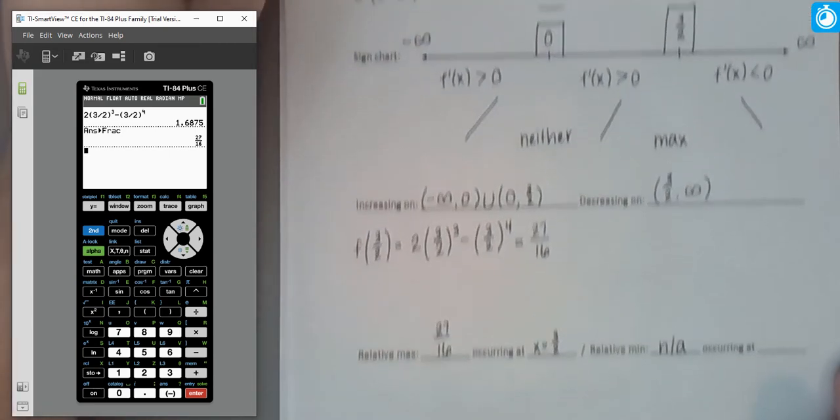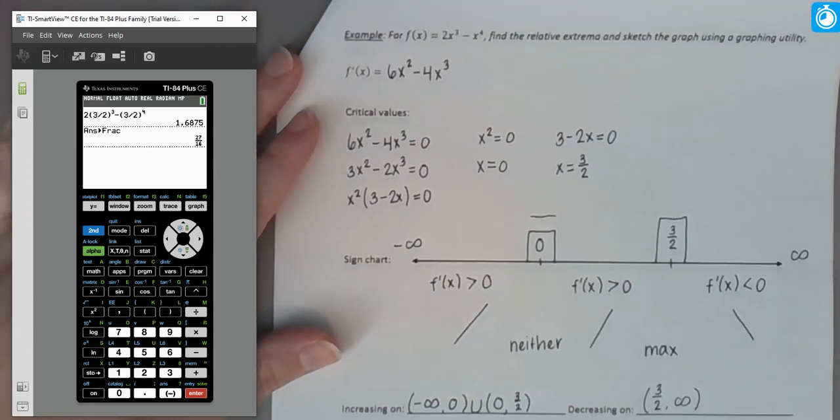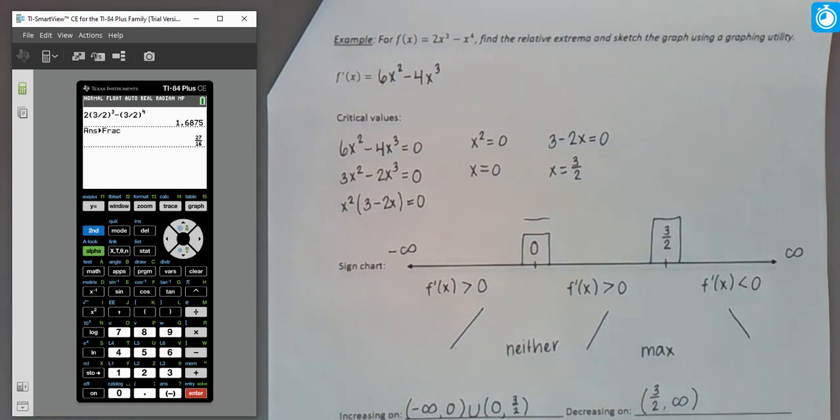Okay, and then last but not least, let's look at the actual graph of this function. So what do I have typed here? I have the derivative typed. That's what we use to analyze our sign chart. So let's clear that out, and then let's type in our actual function. So 2x cubed minus x to the 4th power. Let's see if we can spot some of those special sort of things.